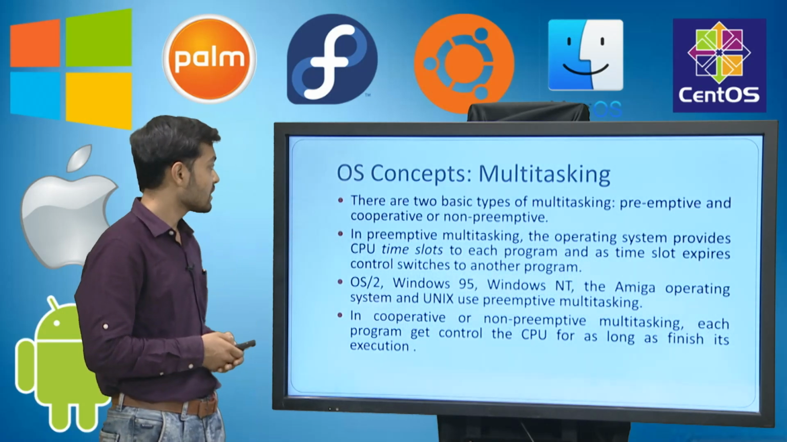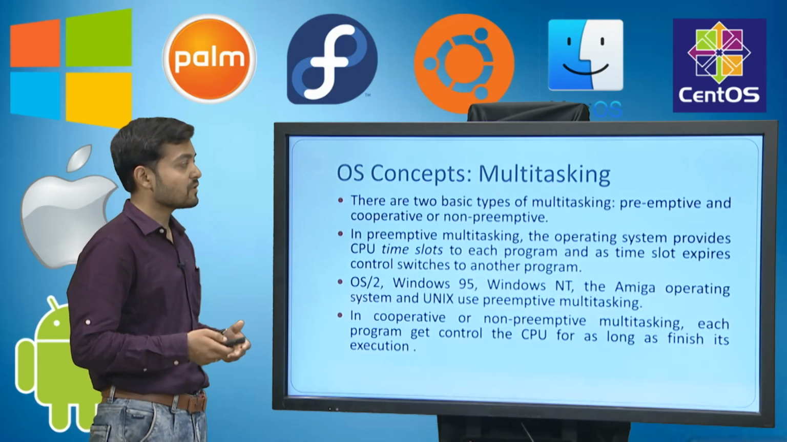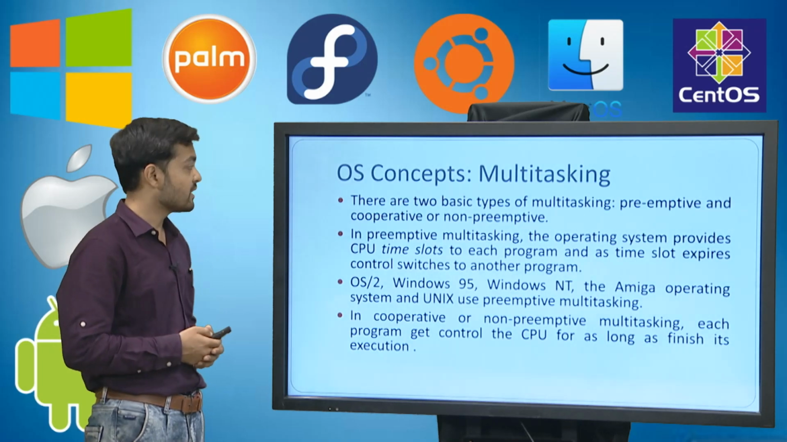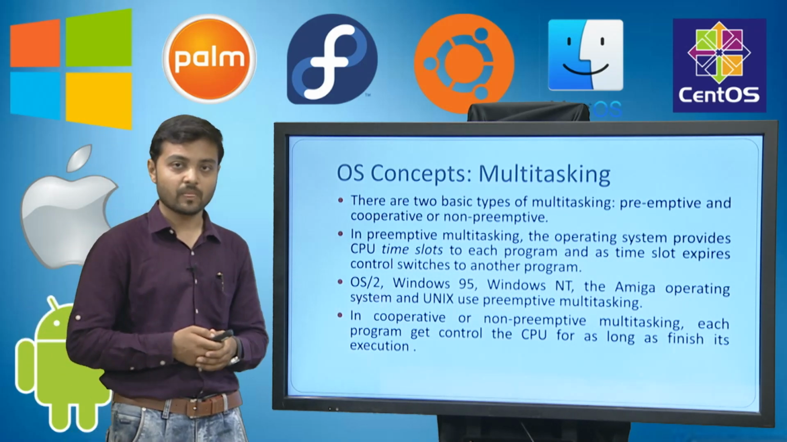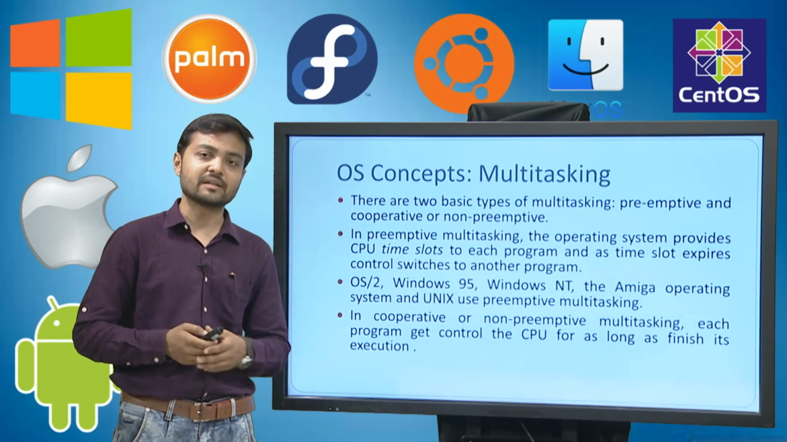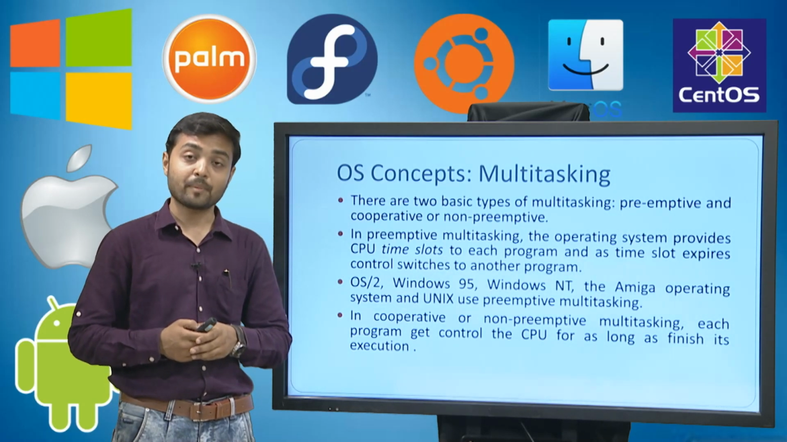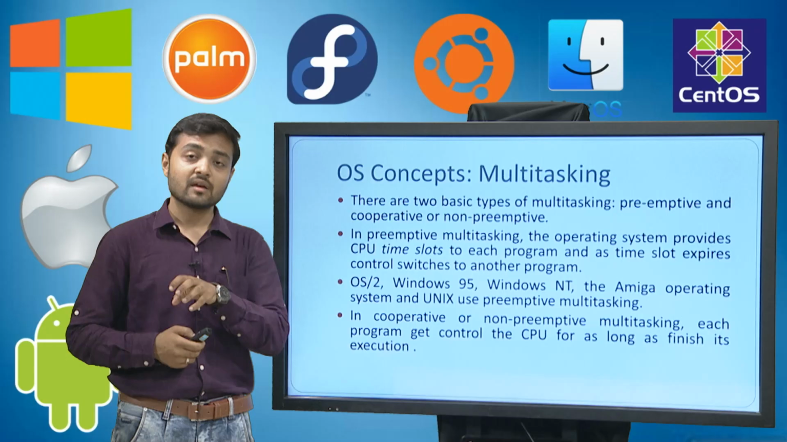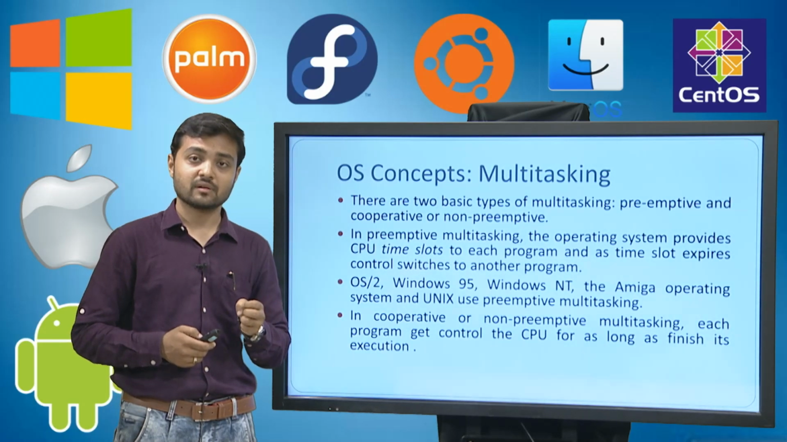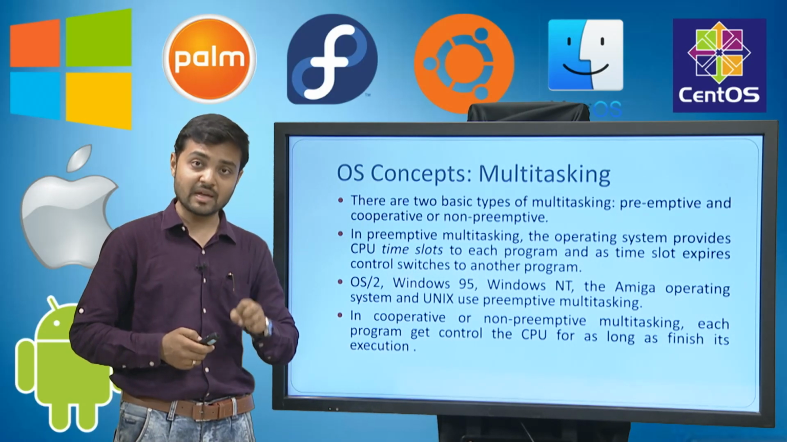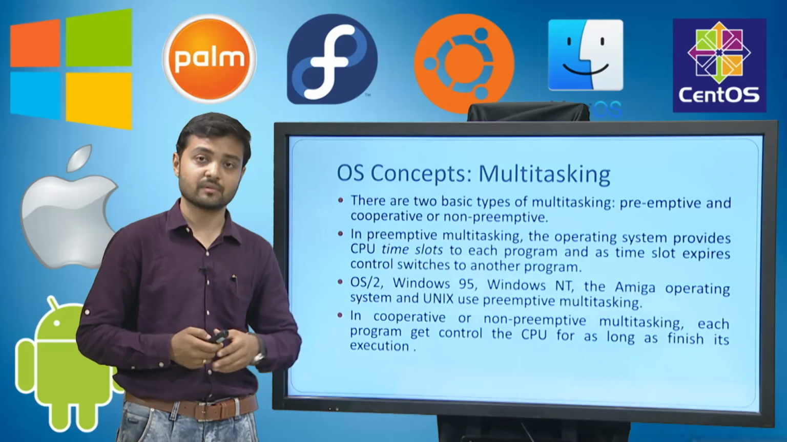There are two basic types of multitasking. One is called preemptive and second is called non-preemptive. In preemptive type of multitasking, if one process is running on the CPU, operating system may snatch CPU from it, may take CPU from it and may give that CPU to the other process.